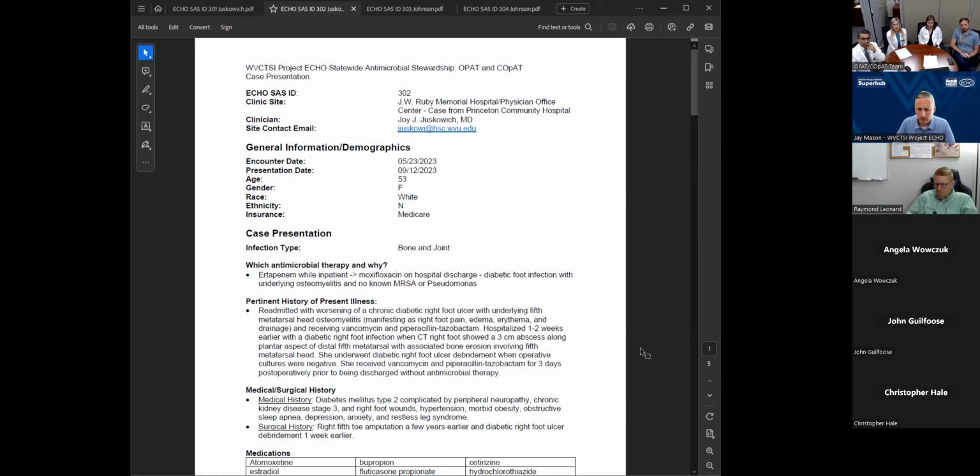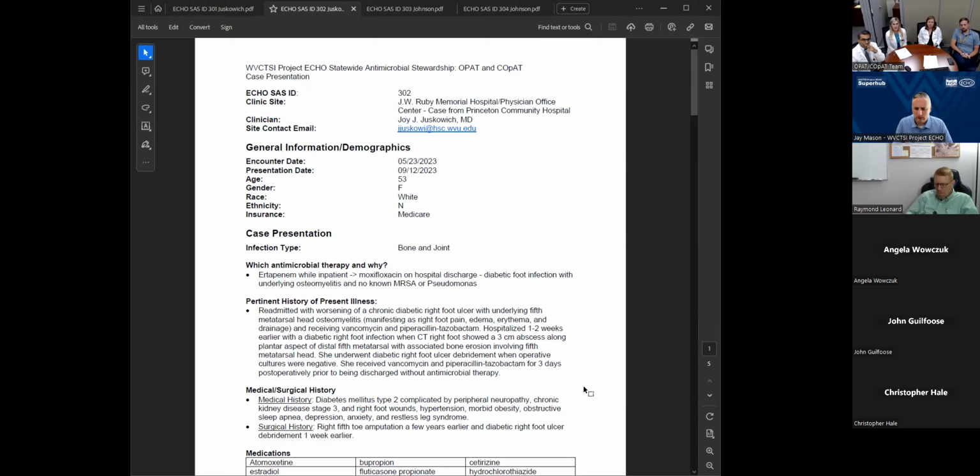Same issue, a diabetic right foot infection. A CT scan at that time showed a 3-centimeter abscess along the plantar aspect of the distal fifth metatarsal with associated bone erosion involving the fifth metatarsal head. She did undergo diabetic right foot ulcer debridement. Operative cultures were negative, and the surgeon didn't think he found any definitive evidence of osteomyelitis intraoperatively, but it was a more superficial debridement. So she received vancomycin and Zosyn that ended up being extended for 3 days post-operatively and then was discharged without any antimicrobial therapy.